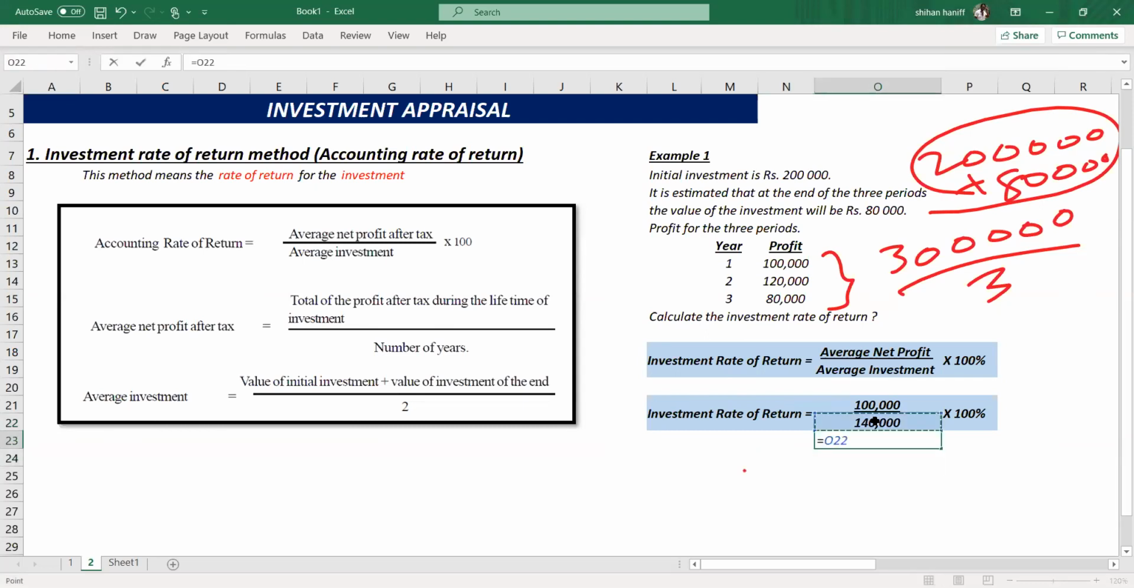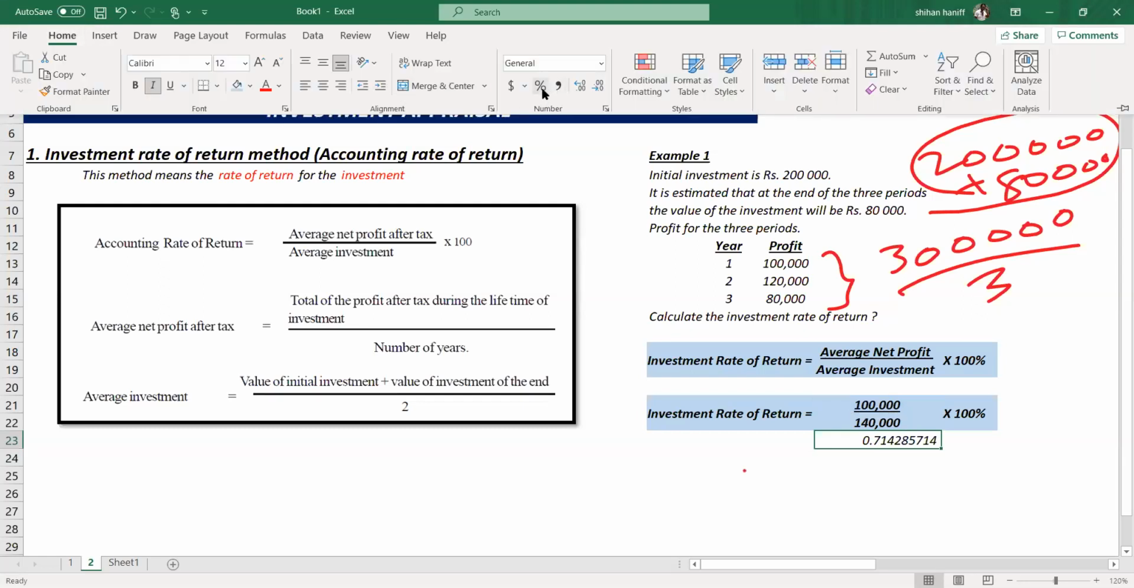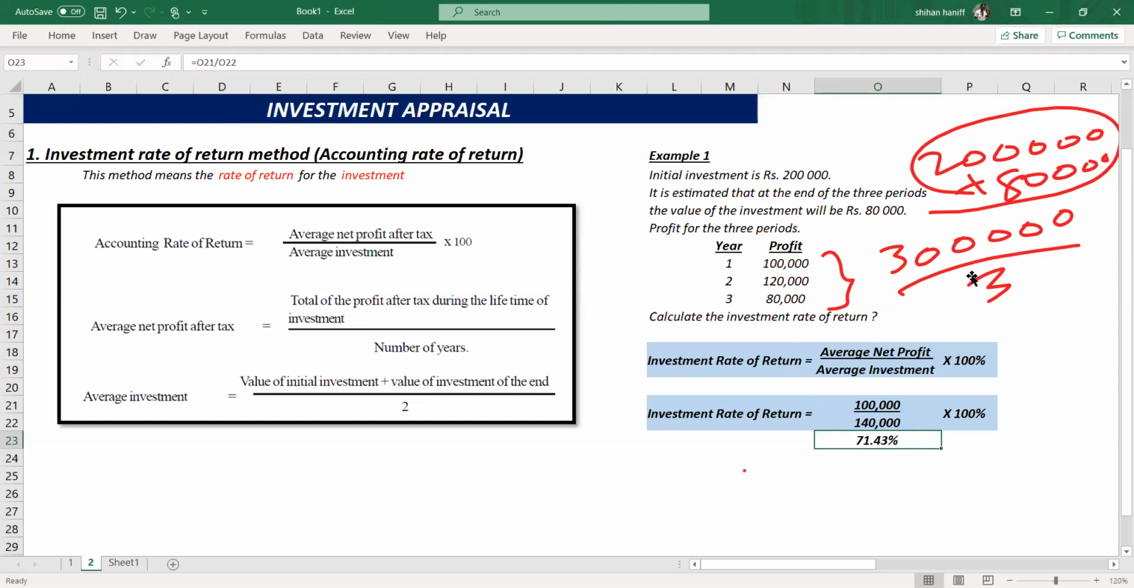Therefore, rate of return is 71.43. That's the rate of return. Investment rate of return is 71.43. I will check your answer, Nikesh, here.